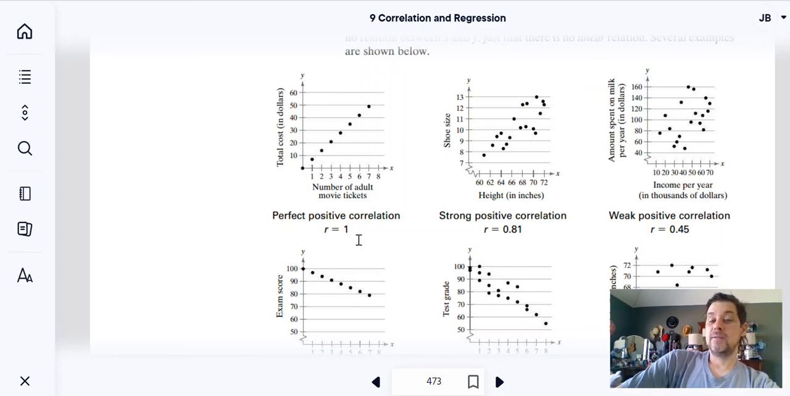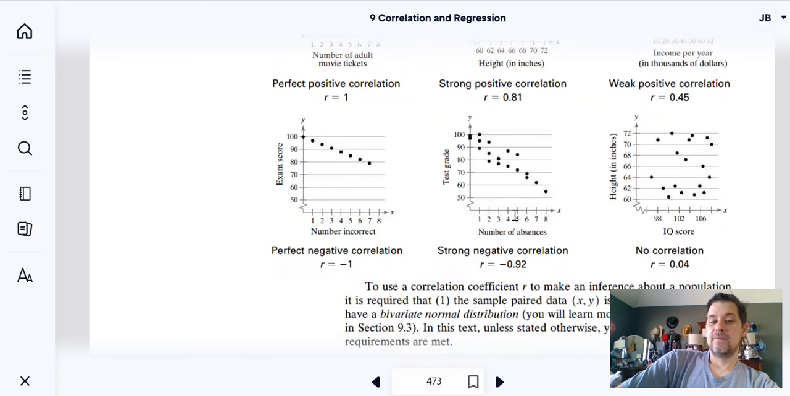Now that's for a positive correlation. For a negative correlation, the correlation coefficient will be a negative number. If the points are in a perfectly straight line, but going down and to the right, then it will be a negative correlation, and your R value, your correlation coefficient, will be -1.